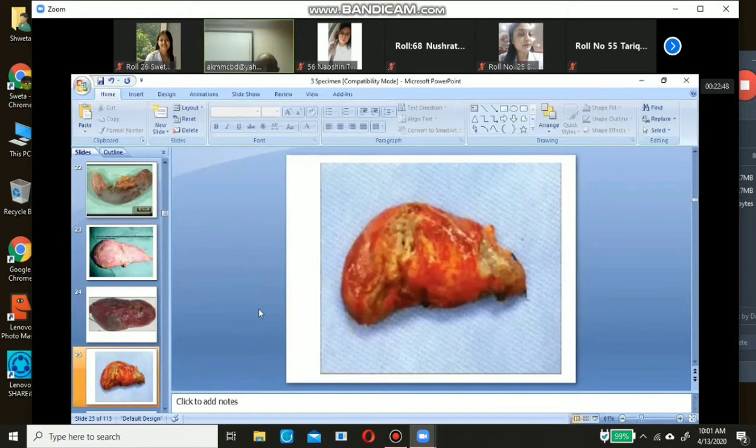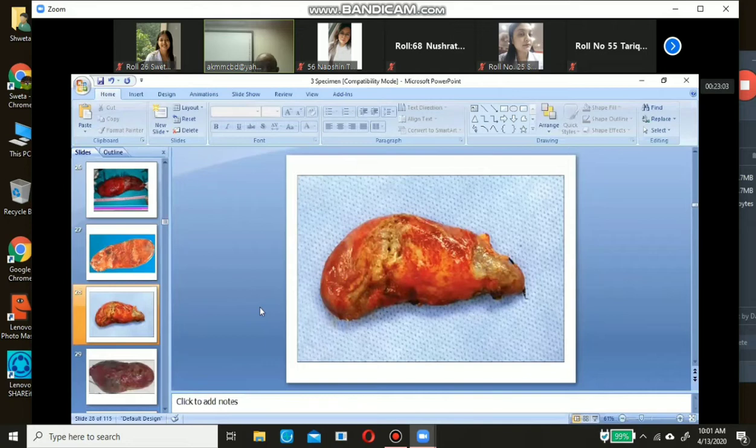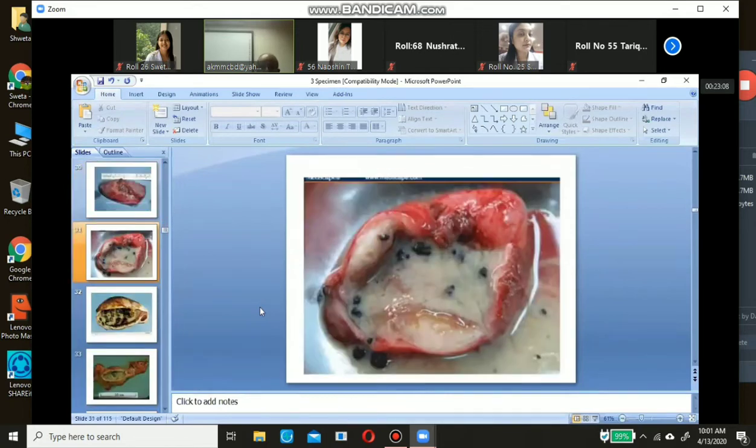Here also pus is there. Gallbladder wall is thick. It is more reddish and pus is there. Here also there is pus. These are all empyema gallbladder. The obvious pus is there. And also this has been cut. This gallbladder has been cut open, and therefore you can see also the stones and pus.